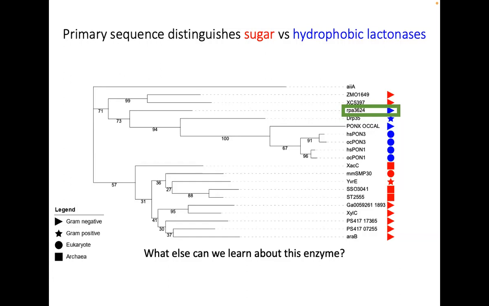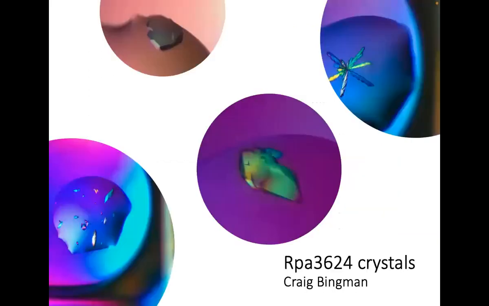So what else can we learn about this enzyme? We looked at substrate specificity, but we haven't really thought about how does this work? And to do that, we really wanted to turn to using structural data. So I worked with Craig Bingman in the Brian Fox lab here on campus. Craig was a huge help and did all of the crystallography and X-ray work.